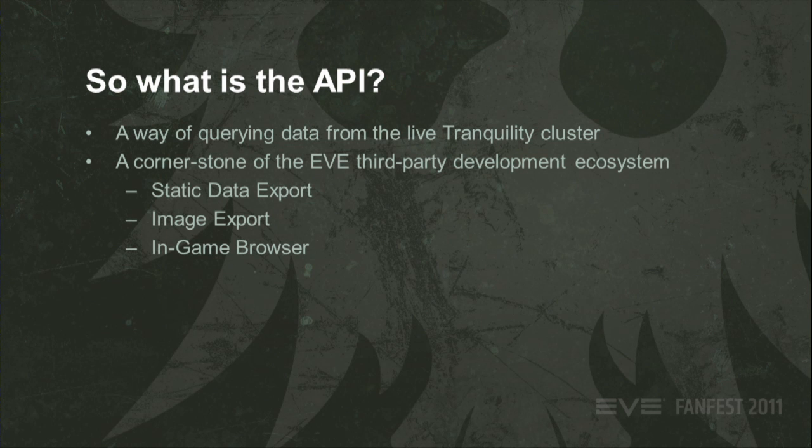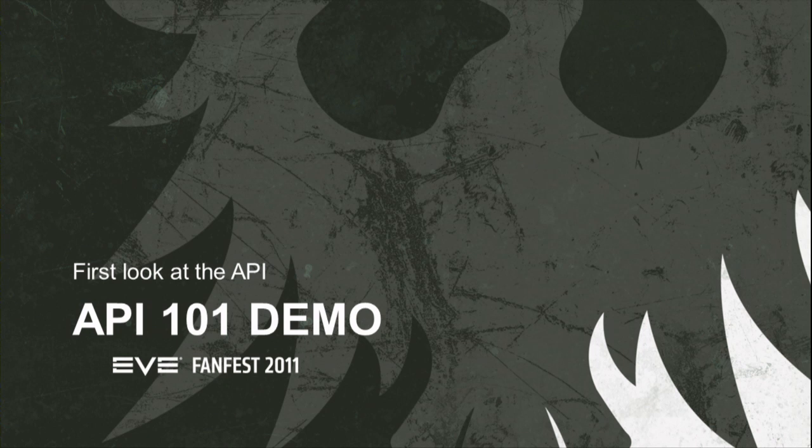So yeah, it's a way of querying data from the live Tranquility cluster. And it's, of course, one of the cornerstones of the third-party development economic ecosystem. Amongst others, as you have seen yesterday, the static data export, the image export, and the in-game browser, which are all, when put together, can create some really powerful applications, like the ones I just showed earlier. So first off, we're just going to jump right into it.